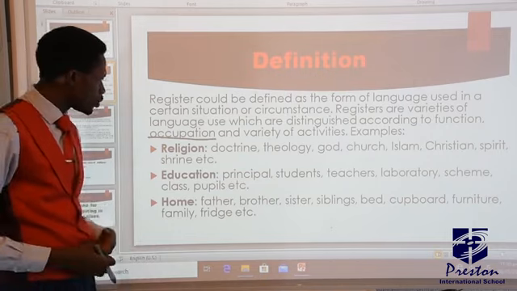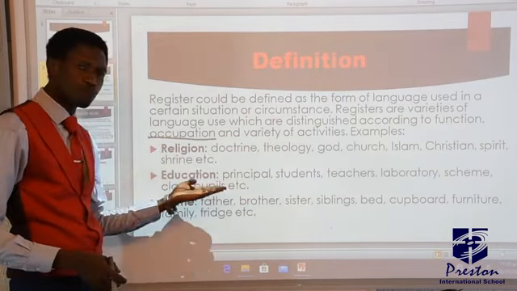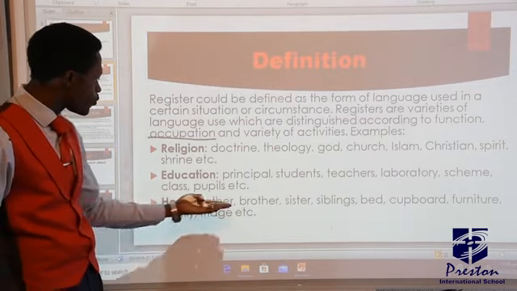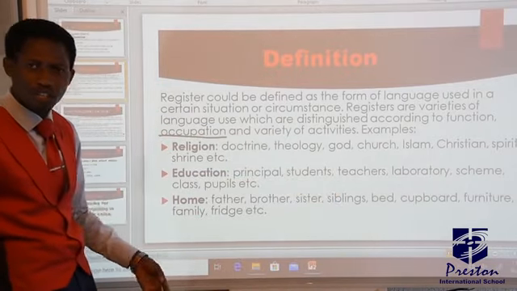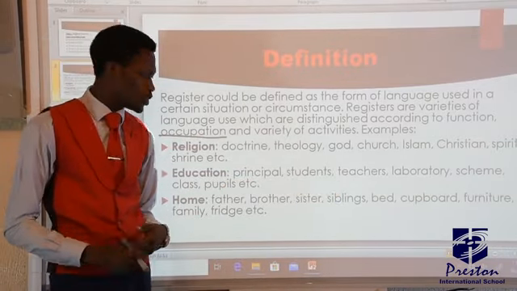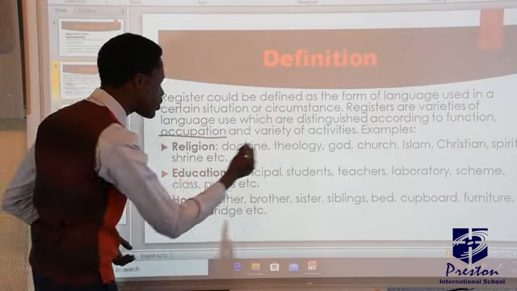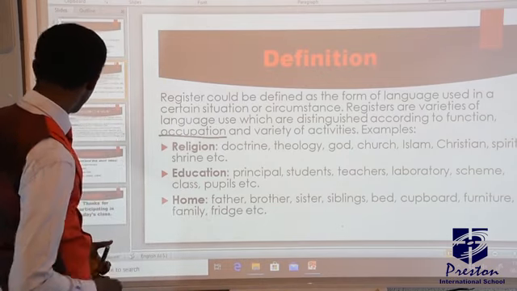Okay, look at education, for instance. Principal, students, teachers, laboratory, scheme, class, pupils. These are all words related to education. Home, father, brother, sister, siblings, bed, cupboard, furniture, family, fridge. These are words related to the home. These are registers of the home. These are registers of education. These are registers of religion. The language associated to this field.